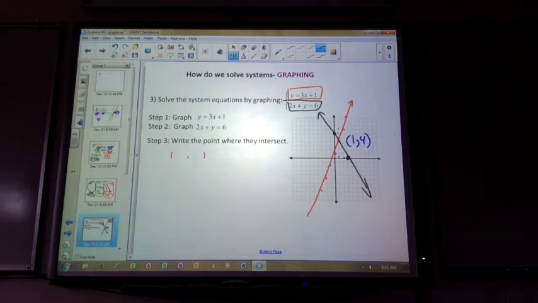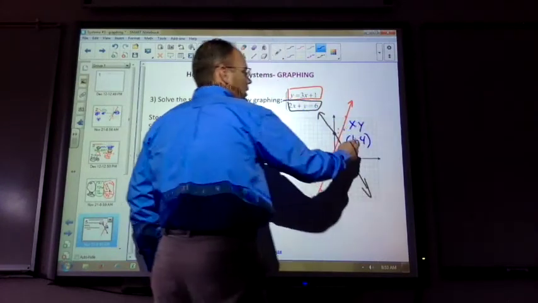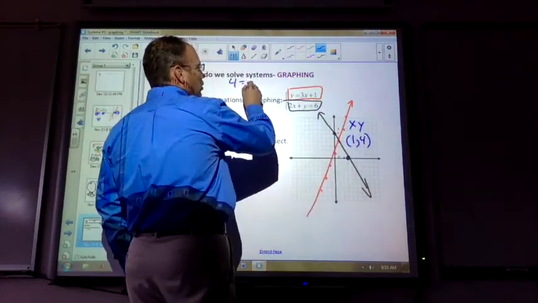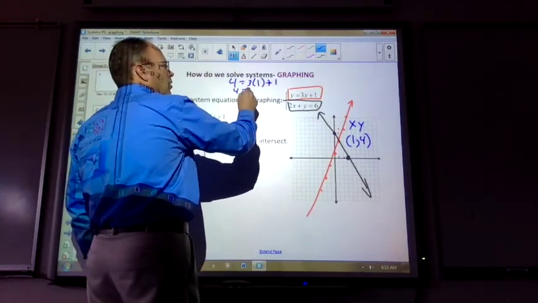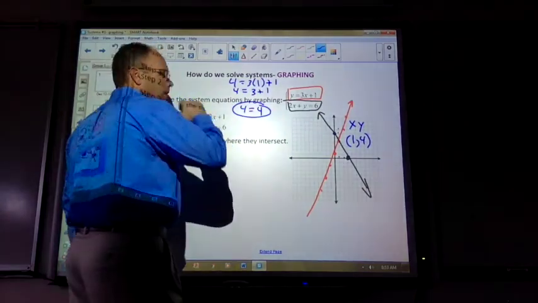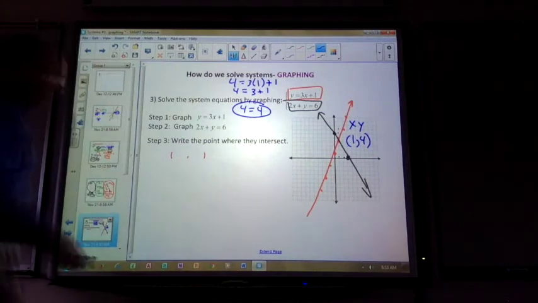Plug that x, y value into both equations. Okay, that's x and y. So the first one, that's an x value, y value. So I'm going to get 4 equals 3 times 1 plus 1. 4 equals 3 plus 1. That's 4 equals 4. Is that true or false? So that tells me the point 1, comma 4 is indeed on our red line.